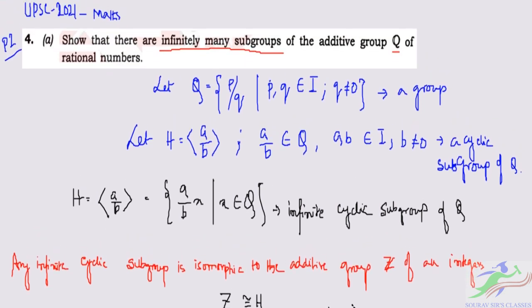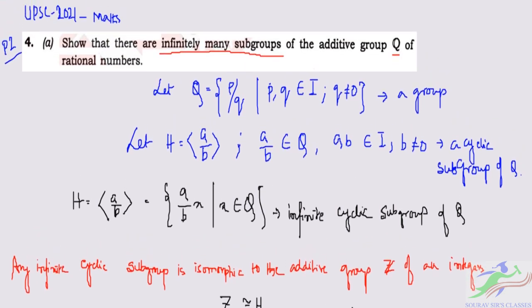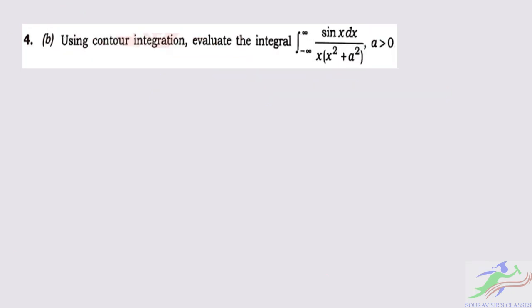Next we will solve question 4b. Let's move to the next question. Using contour integration, you have to evaluate the integral from minus infinity to infinity of sin x by x into x square plus a square dx, where a is greater than or equal to 0. Consider the integral of e to the power iz by z times z square plus a square dz.